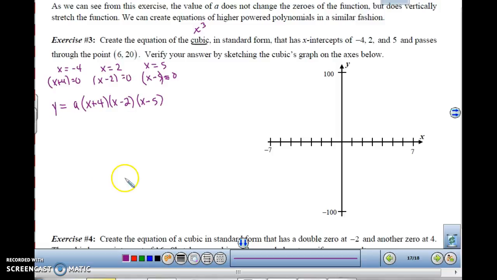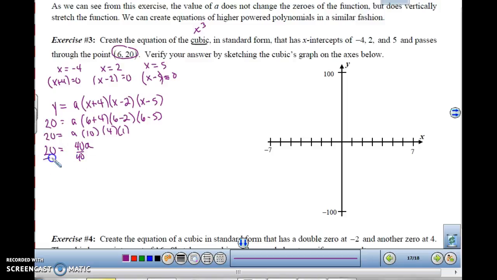Now all I need to know is what a is. Well, all we have is that it passes through the point (6, 20). So x is 6 and y is 20. So I plug in 20 and I solve for a. 6 plus 4, 6 minus 2, 6 minus 5. So 6 plus 4 is 10, 6 minus 2 is 4, 6 minus 5 is 1. So this is going to be 20 is equal to 40a. And then divide by 40. So a is going to equal 1/2.